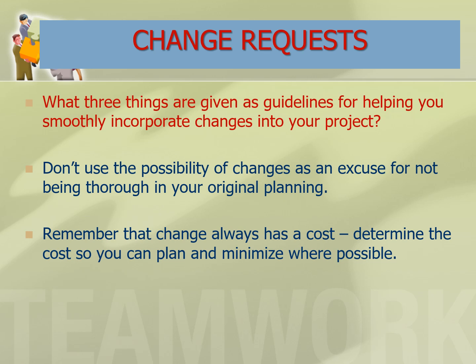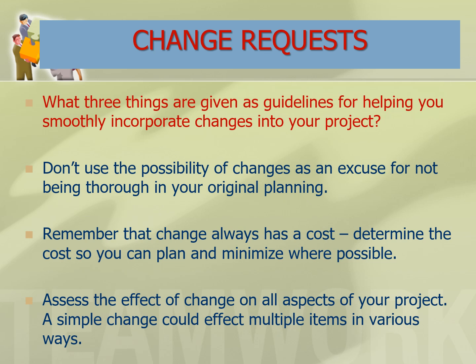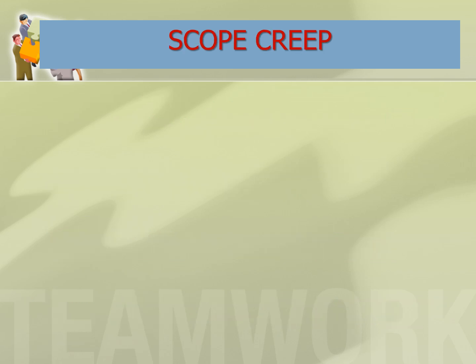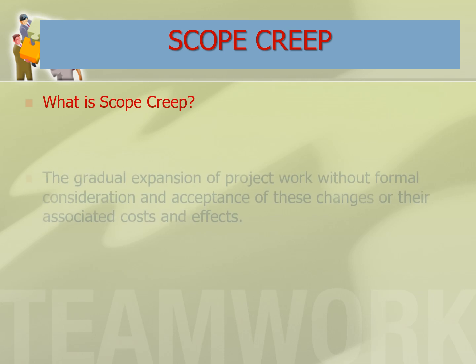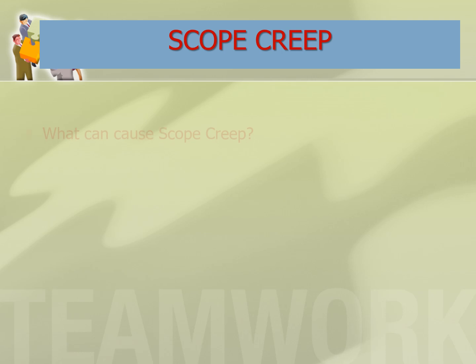So remember that any change always has a cost, and determine the cost to you so that you can plan ahead and minimize wherever possible. Assess the effect of change on all aspects of your project. A simple change could affect multiple items in various ways. Now we have what's called in a project scope creep. What is that? It's the gradual expansion of project work without formal consideration and acceptance of these changes or the associated costs and effects or efforts needed.